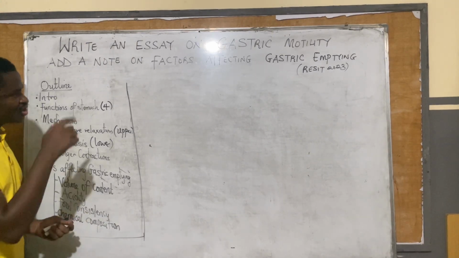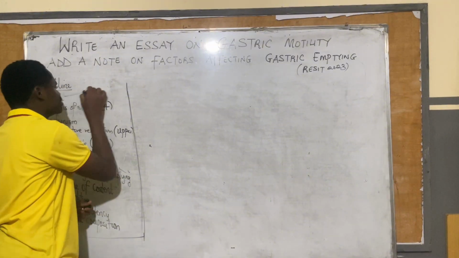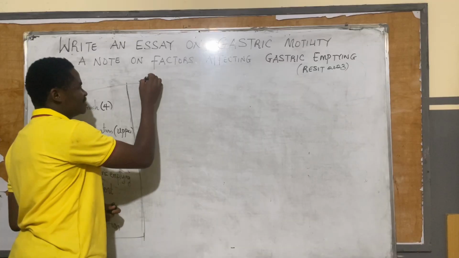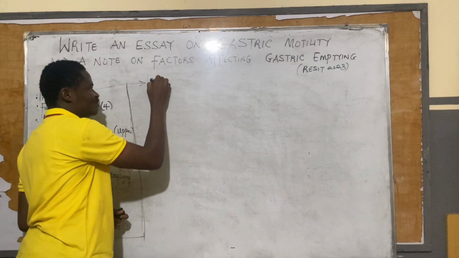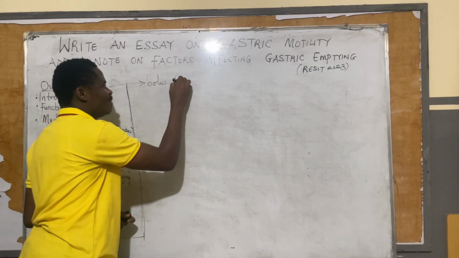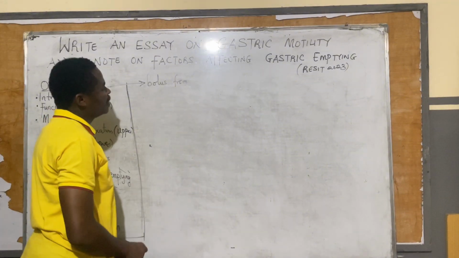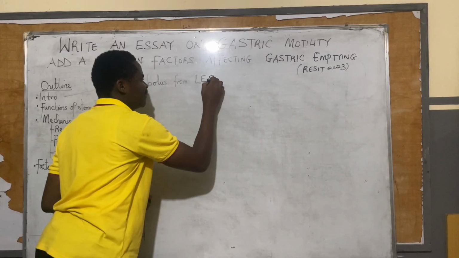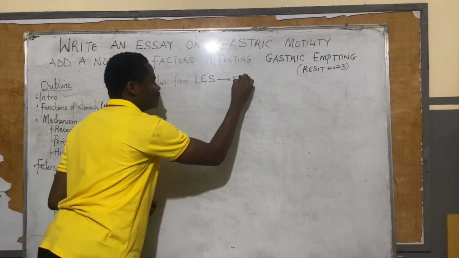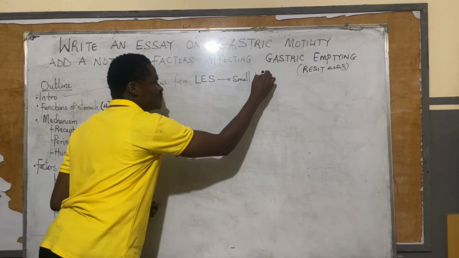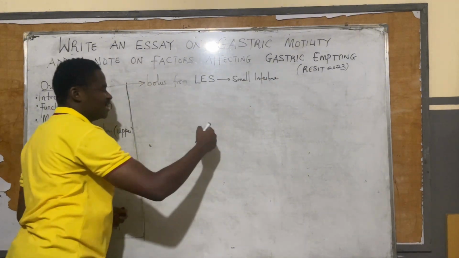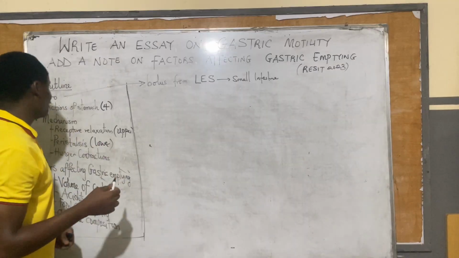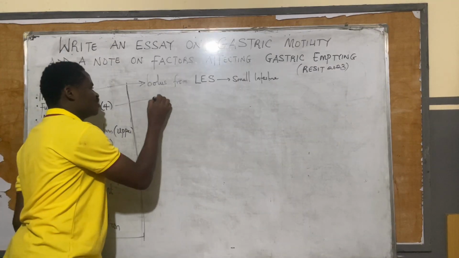Now, what becomes of the introduction of gastric motility? The introduction will say that gastric motility is the movement of the bolus of food from the lower esophageal sphincter to the small intestine. So how food moves from the lower esophageal sphincter into the stomach and then to the small intestine is what we consider as gastric motility. The next point should be the functions of the stomach.